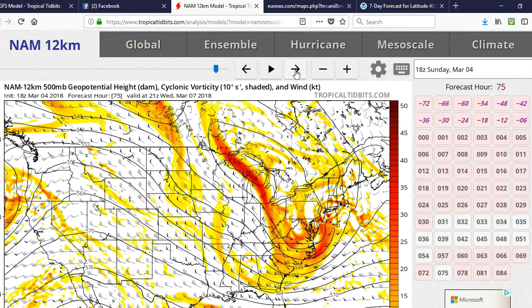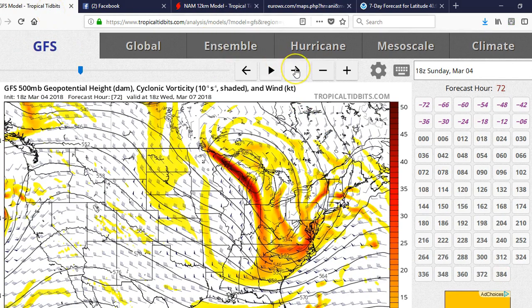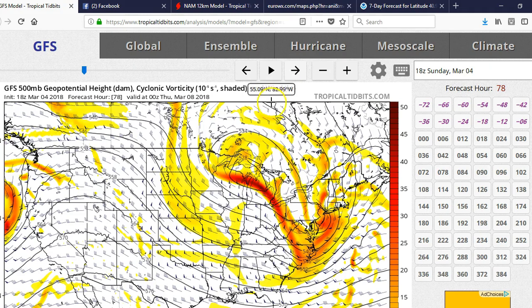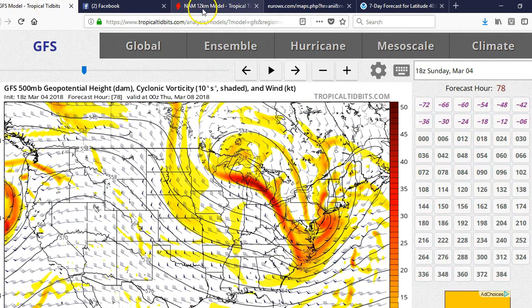So now as we move forward, let's go to Wednesday evening. Now on the NAM, your trough axis has gone negative, which is good. You want a negatively tilted trough that comes up the coast, but you don't want it to be too negative so that it comes up the coast too much. I'm still trying to figure this out as I'm looking at the video.